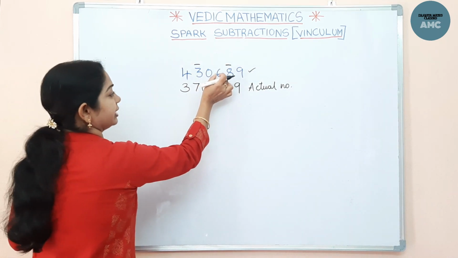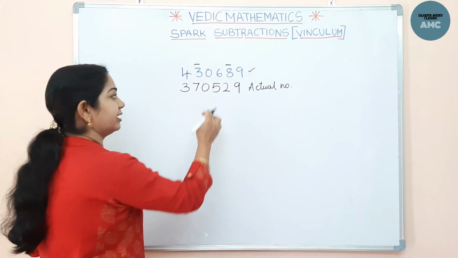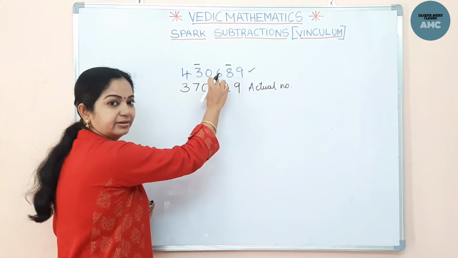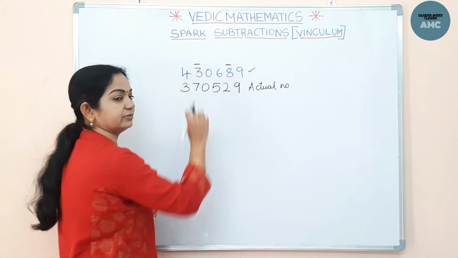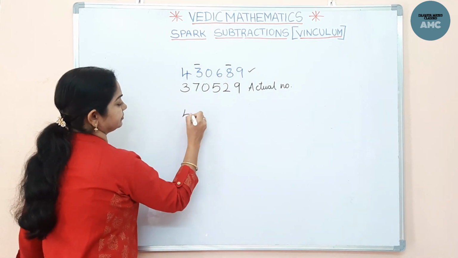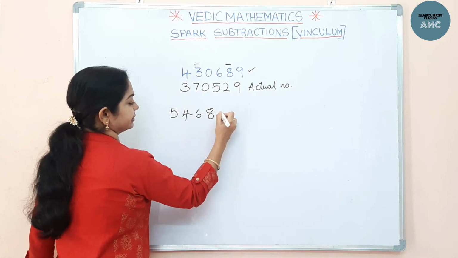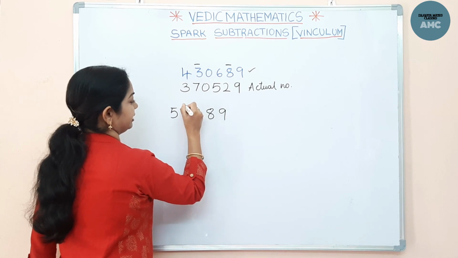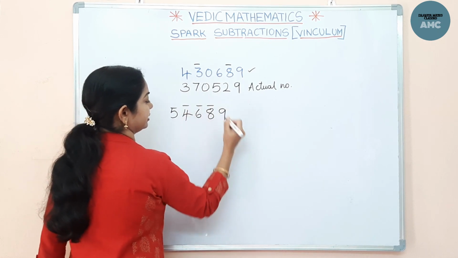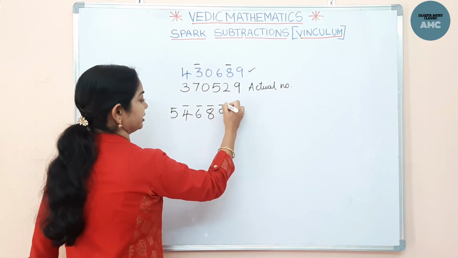If there were two zeros here, then we could write a continuous vinculum, but there is a non-vinculum number here, so we are not writing the vinculum for the 0. Now let us take another example like 5, 4, 6, 8, 9. Let me take these. Or else you can also take the last one.